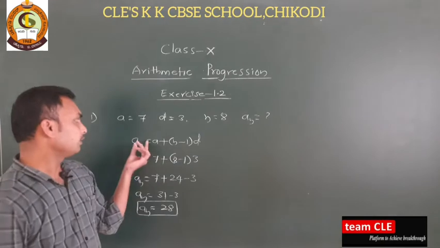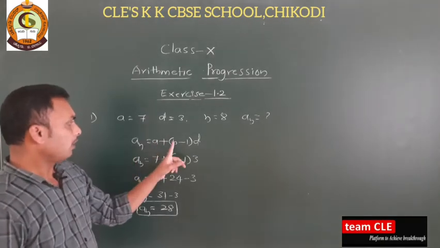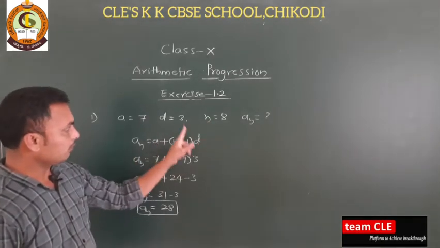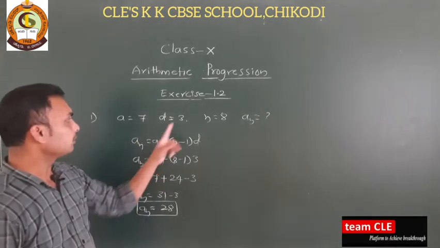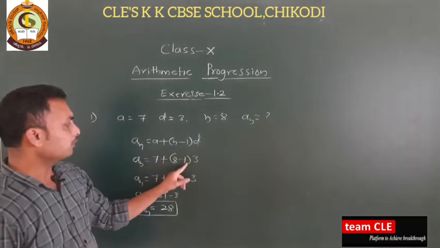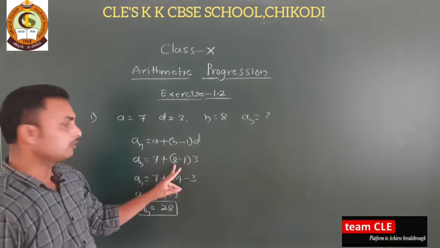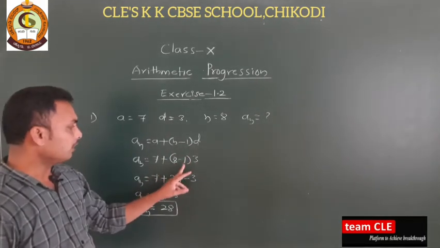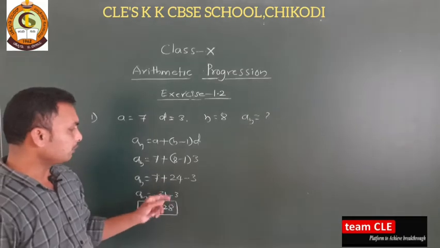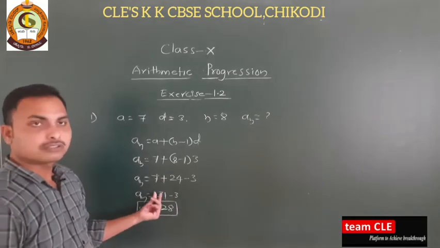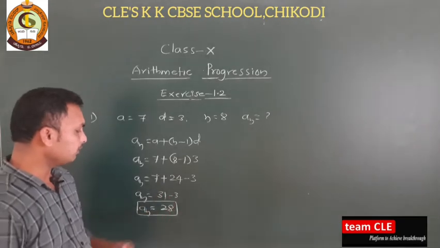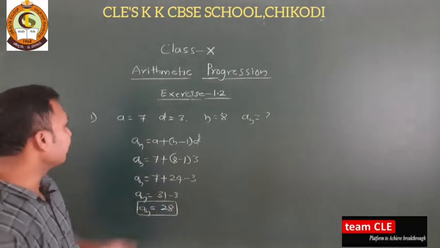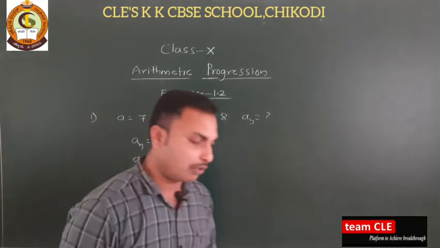So just you can see A given 7, N given 8 and D given 3. Substitute in this formula. 7 as it is, N is equal to 8 minus 1, this 3 into 8 is 24 minus 3, and this is 7 plus 24. We will get 31, and 31 minus 3, we will get An is equal to 28. This is the first question.